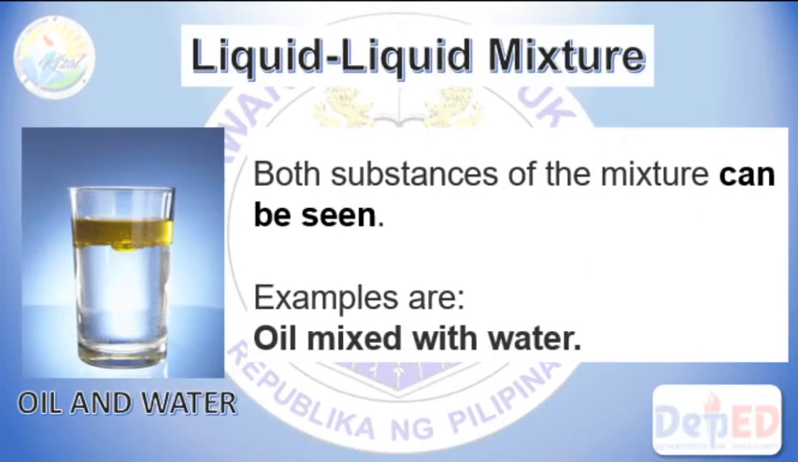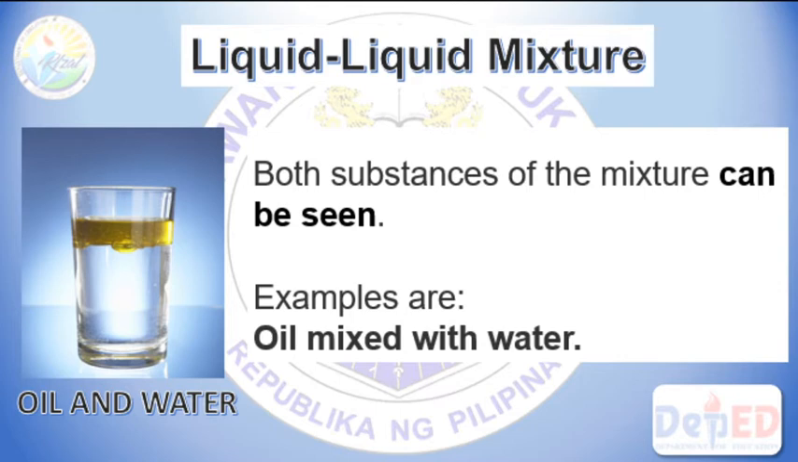How about liquid and liquid mixture? Oil is a liquid and water is a liquid. These two substances, when mixed together, form a new substance which is not uniform, meaning both substances can be seen. The pair of the materials can still be distinguished after mixing or combining them. We can still recognize its components.